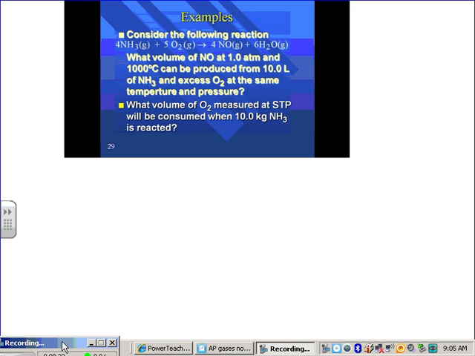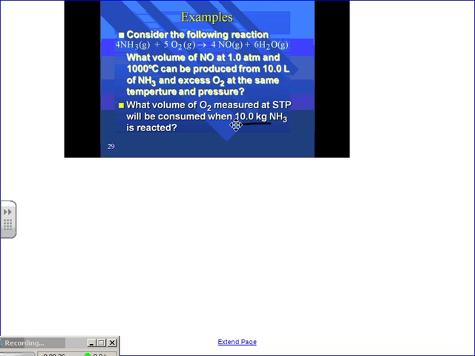You could use the ideal gas law. You'll come up with the same answer, or you can just use stoichiometry. So I'm just going to do the stoichiometry. Another thing you need to consider before going into it, make sure your units. 10 kilograms, what does that need to be in first? It needs to be in grams. So before I start this, I need to make this 10,000 grams of NH3.